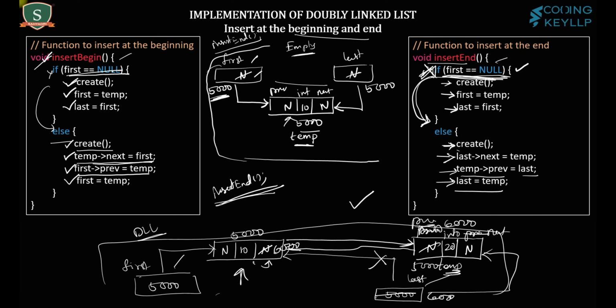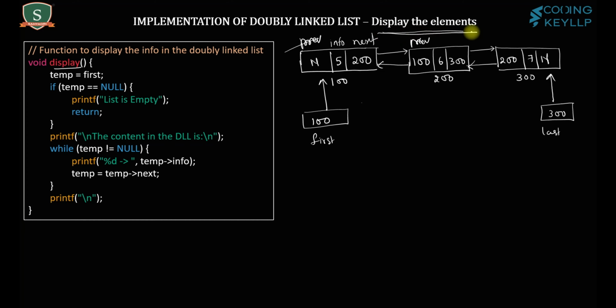Insertion would be much simpler. Next, we are going to see displaying the elements in the doubly linked list. So the moment you call the display method, what happens? The elements or the information in the doubly linked list has to be printed. Every node in the doubly linked list has three fields: information, next, and previous.